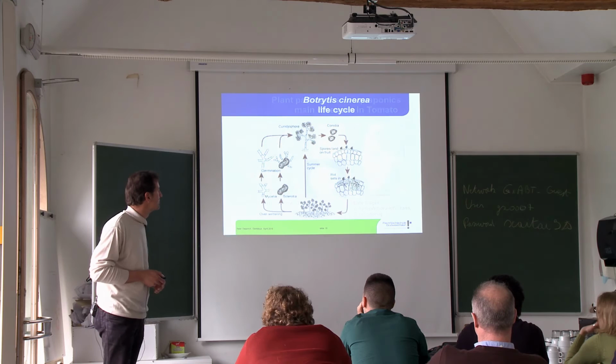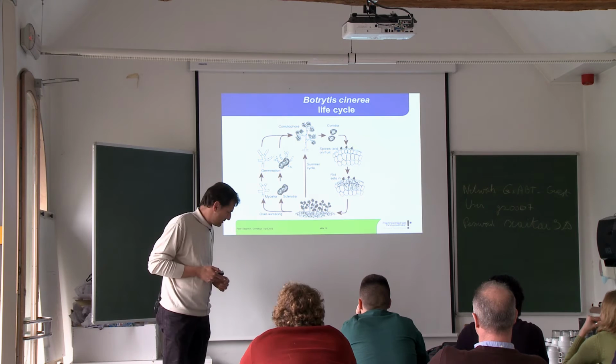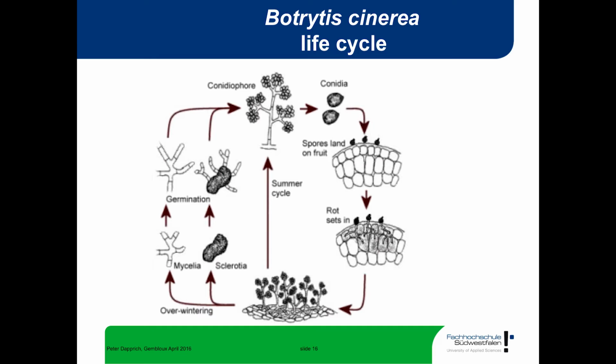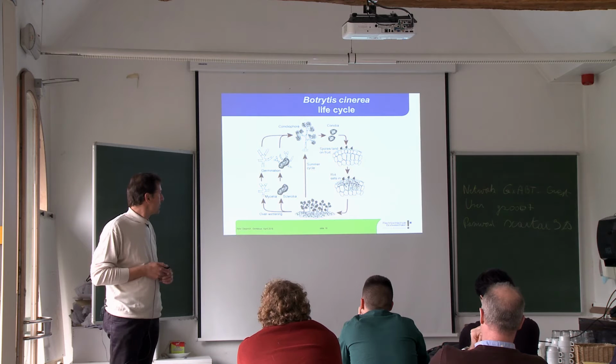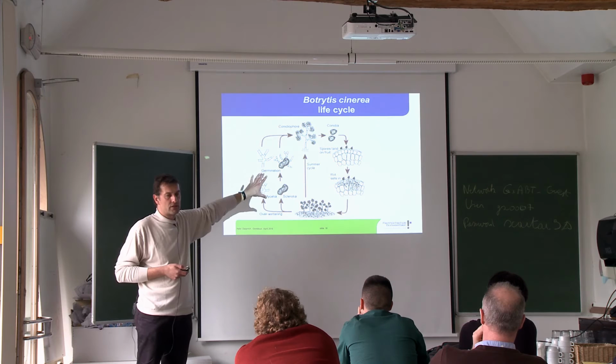Botrytis, just like powdery mildew, forms lots of spores that are easily air spread and thus infect a large quantity of plants and large areas of leaves. It can also form sclerotia, durable stages. And again, keep your system clean, please.